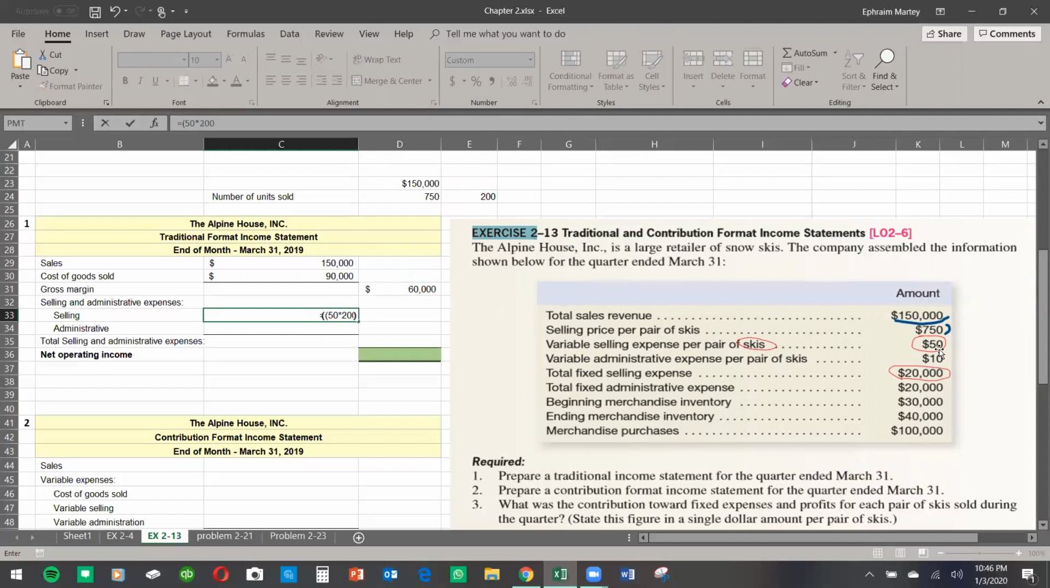So now the total selling expense, we will find by doing $50 times 200, the number of units sold, which is the variable selling expense, plus the fixed selling expense. That will give us the total selling expenses. So 50 times 200 plus the $20,000 here. That will give us $30,000 selling expenses. Okay, we'll do the same for administrative expense.